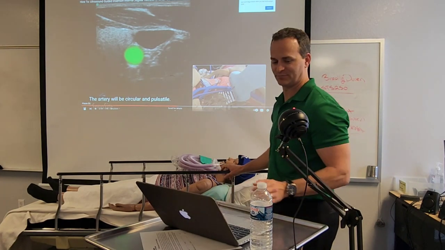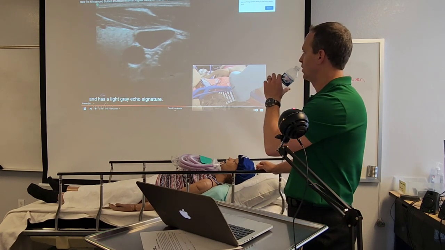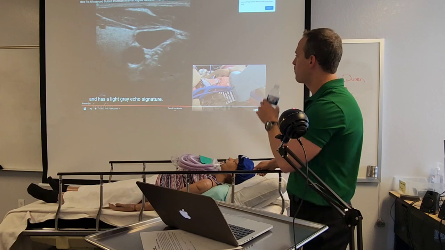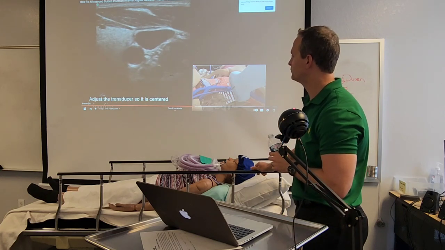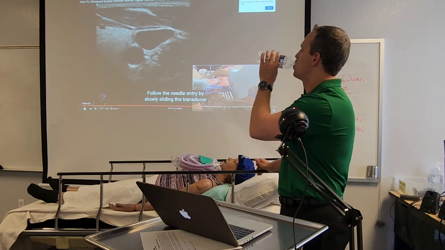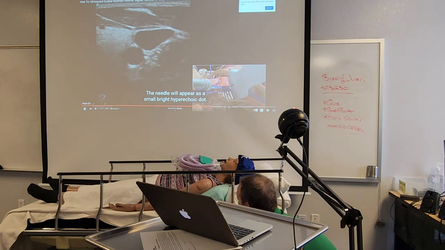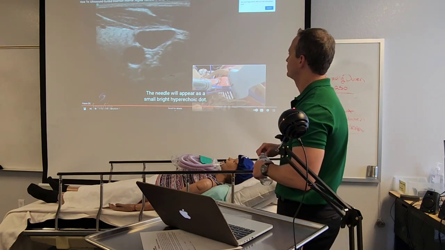The artery will be circular and pulsatile. The thyroid gland lies medial to these structures and has a light gray echo signature. Adjust the transducer so it is centered over the internal jugular vein. Follow the needle entry by slowly sliding the transducer in the direction of needle advancement. The needle will appear as a small, bright, hyperechoic dot.